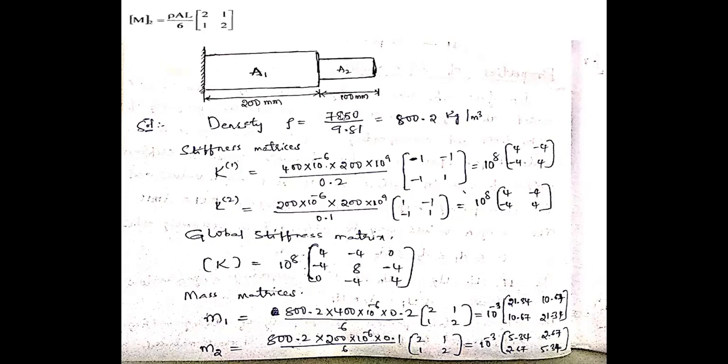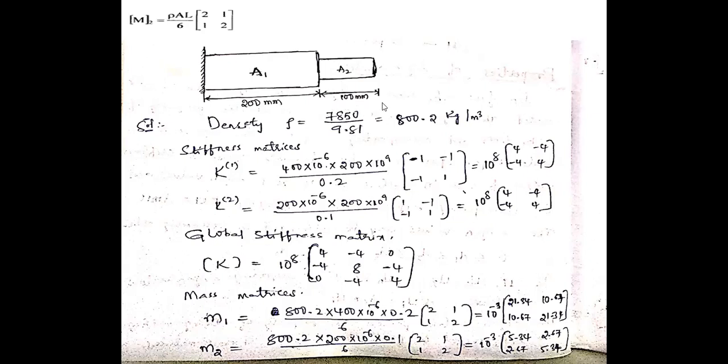So the total number of elements in this discretization, let us assume, is only two. Why restrict it to two? To simplify the process manually, since we identified that there are two different cross sections. That's why we discretize it into two elements. The first element has area A1, Young's modulus E, and length 200. Similarly, the second element has area A2, the density, and length 100.